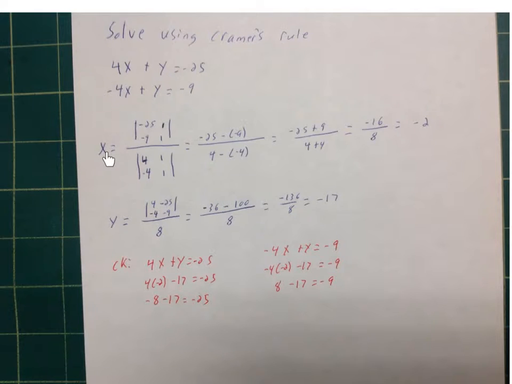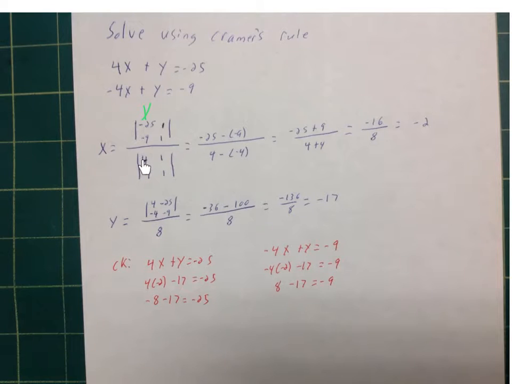Then when you're solving for x, the first column I call the x column. In the x column you put the constants, the negative 25 and the negative 9. The other column will match the denominator. So that's how you set this up. Now you want to evaluate the determinants.